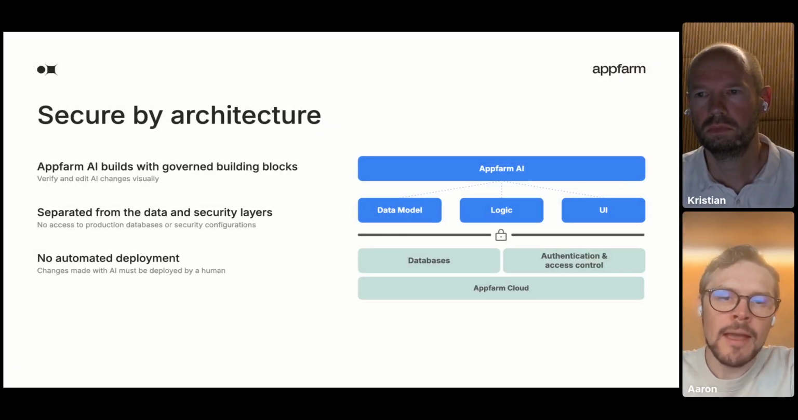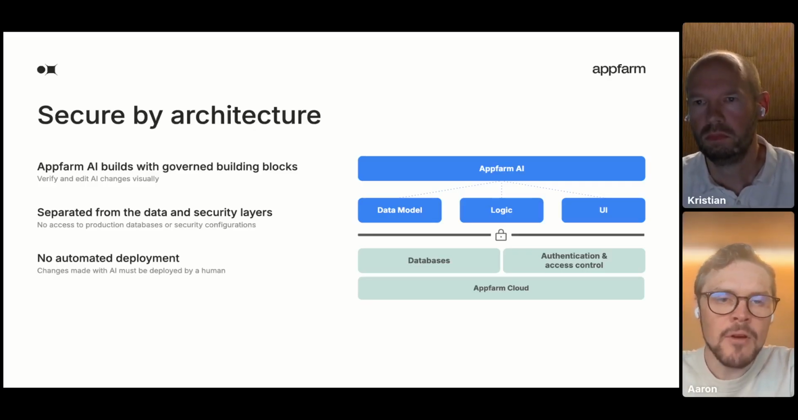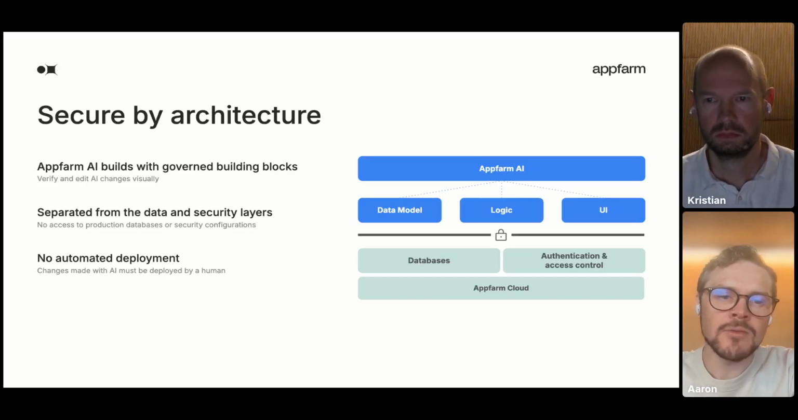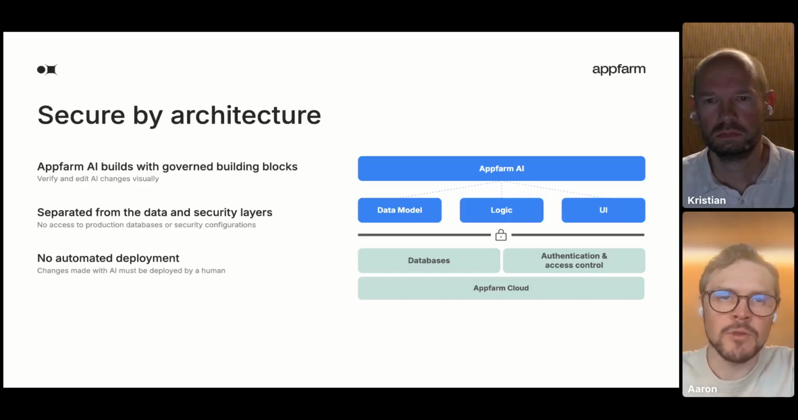And then another important element here is how we've designed the architecture behind our platform and the role that Appfarm AI plays here. So like we said, at any stage while Appfarm AI is building, you can go in and click on one of those components, you can verify it, and you can even make changes if you don't like what it's produced. Okay, and that's our visual development foundation that we've had all along.